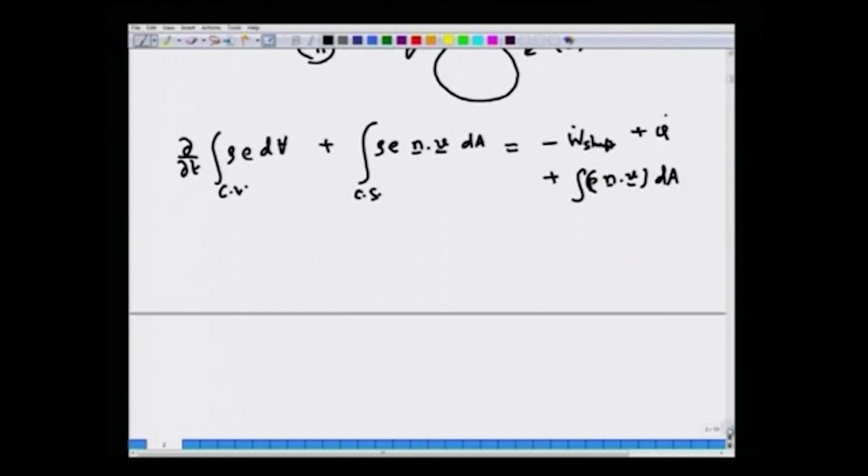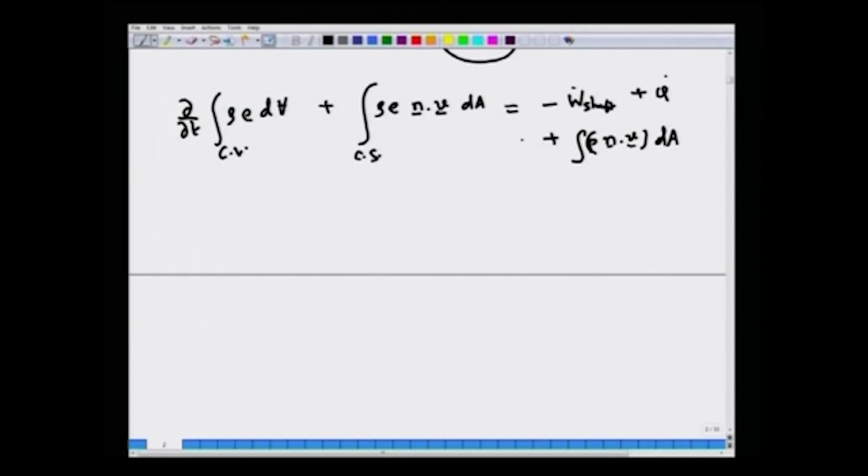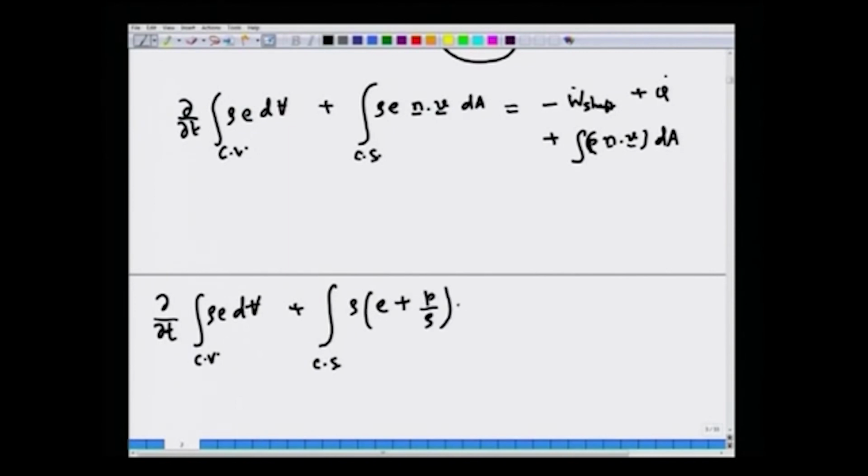Okay. Now, we can pull this, both these expressions have n dot V times dA. So, we can pull this to the other side to write the integral of rho e dV over the CV, plus the integral over the CS of rho times (E plus P by rho) n dot V dA, is minus W dot shaft plus Q dot. Okay. So, this is our final simplified energy balance.